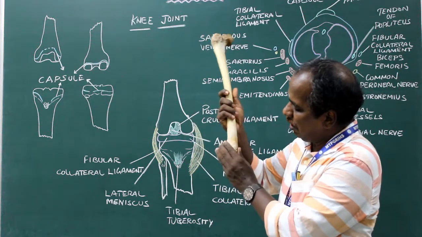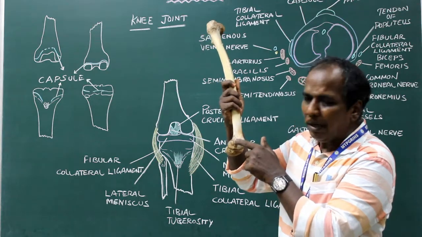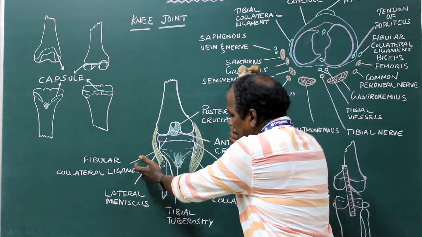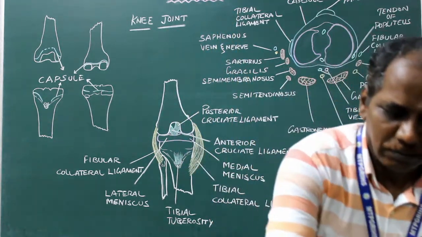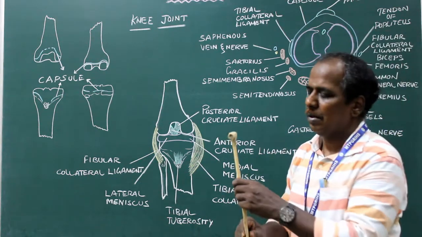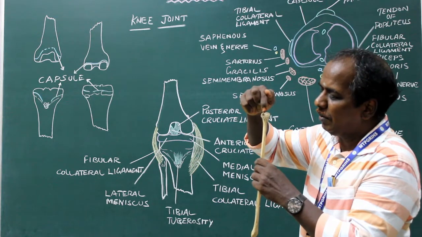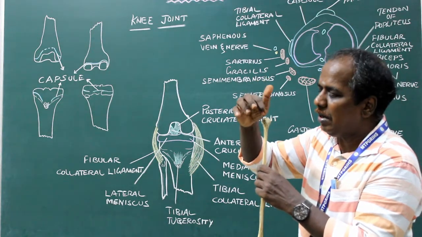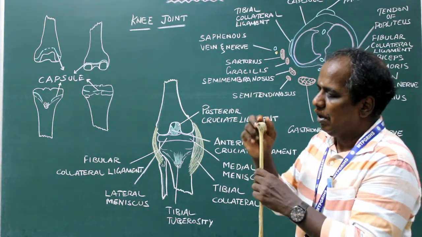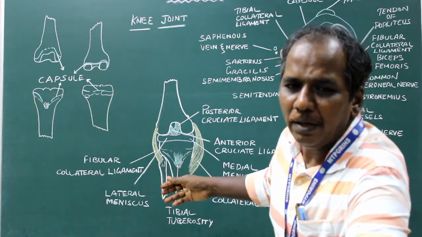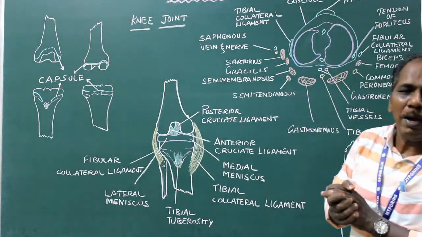So this is the lateral condyle, the popliteal groove, and above that, this is the lateral epicondyle. So proximally, the fibular collateral ligament is attached to the lateral epicondyle. Distally, this is the head of the fibula, it is attached to the head of the fibula in front of, or anterior to, the styloid process of the fibula. The fibular collateral ligament is embraced by the tendon of biceps femoris.